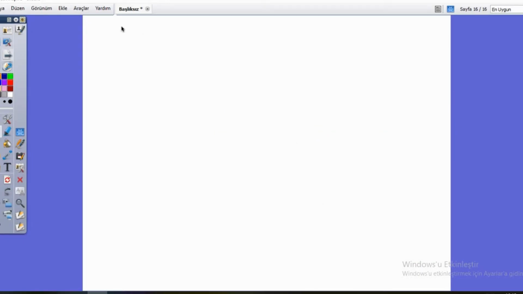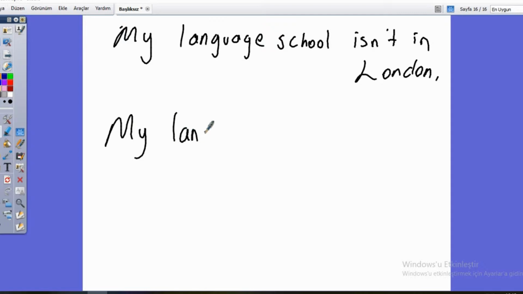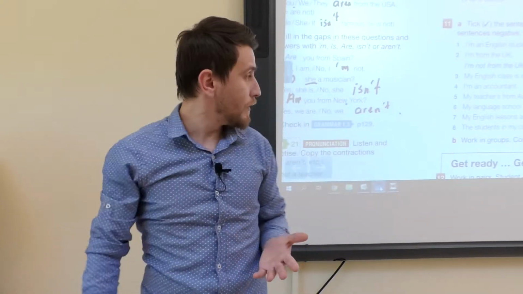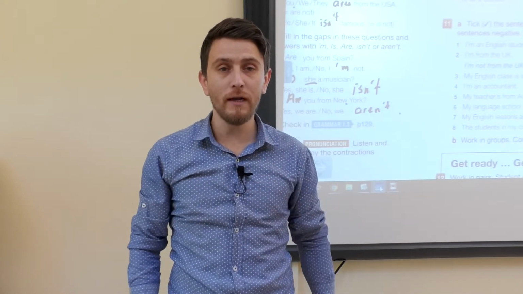My language school isn't in London. So where is it? Of course, in Istanbul. My language school is in Istanbul. So this is how we make negative forms. And number 7, we have 2 more examples.